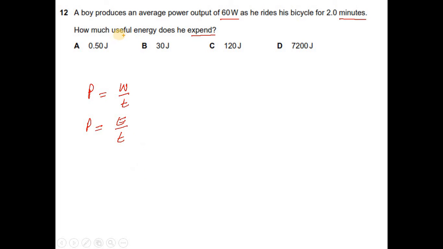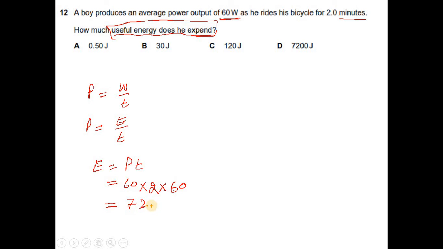So if you need to find how much useful energy does he expend, you need to find energy, that means you need to find E. For E, you make E as a subject, so E is equal to P into T. So P is the power, which is 60 watt given here, and T is the time, which is 2 minutes, but minutes should be converted into seconds, so multiply by 60. And clearly 6 times 6 is 36, 36 times 2 is 72, and 2 zeros are there, so 72 joule. This is the energy that the boy expends during bicycling, so option is D.